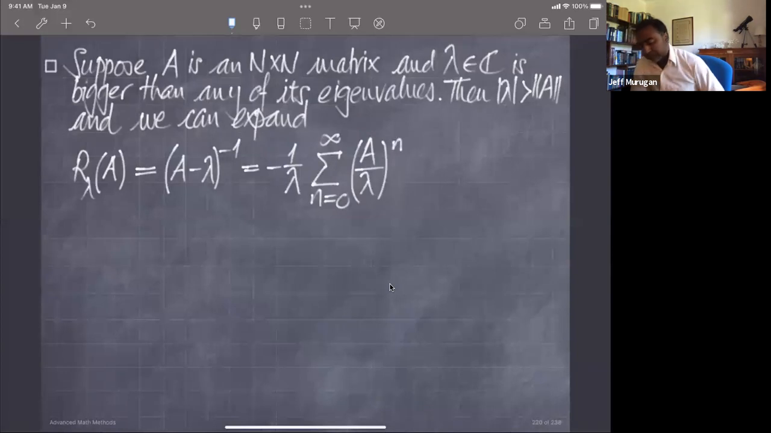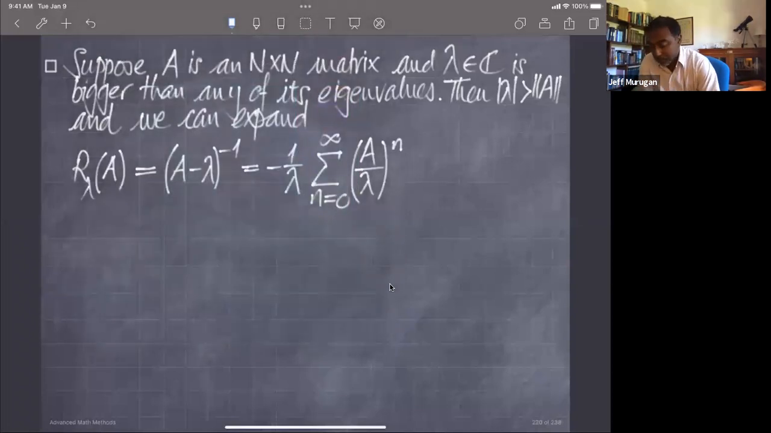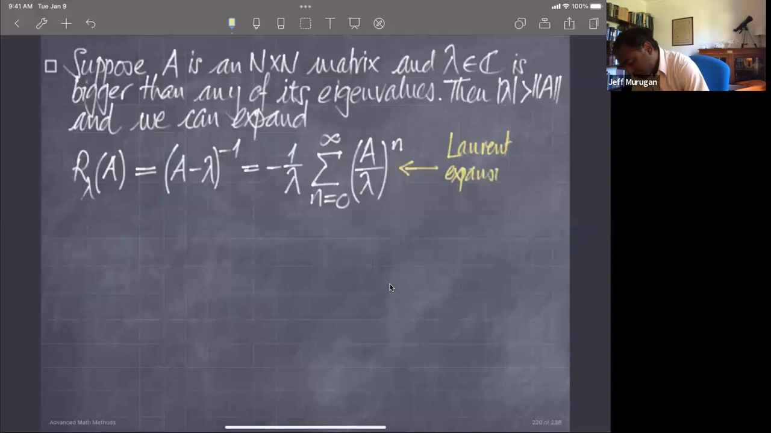Okay, so notice that because this is a power series in 1 over lambda, this is actually the Laurent expansion for the resolvent. So not the Taylor expansion, which would be in positive powers of lambda, because this is an expansion in negative powers. This is nothing but the Laurent expansion of the resolvent.